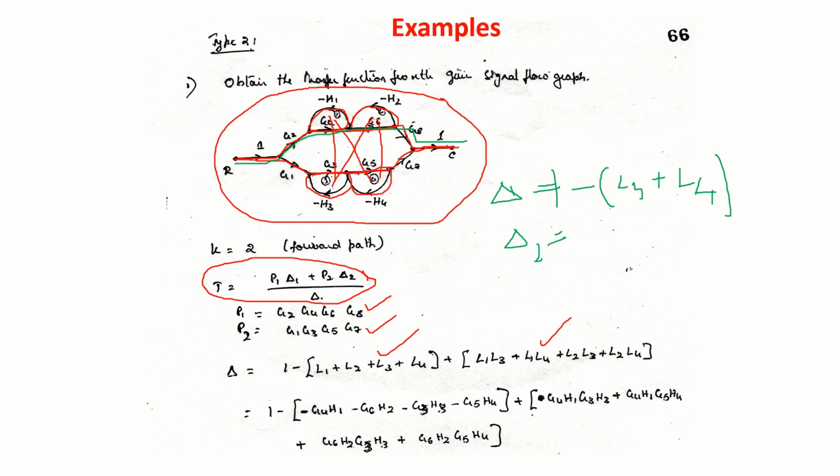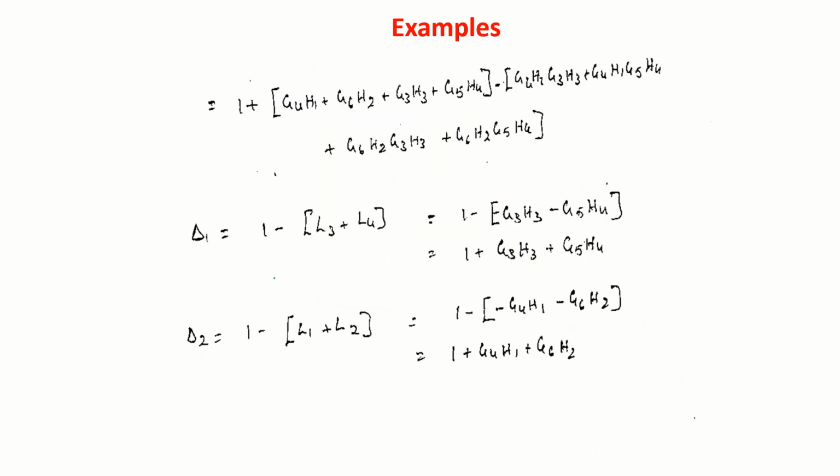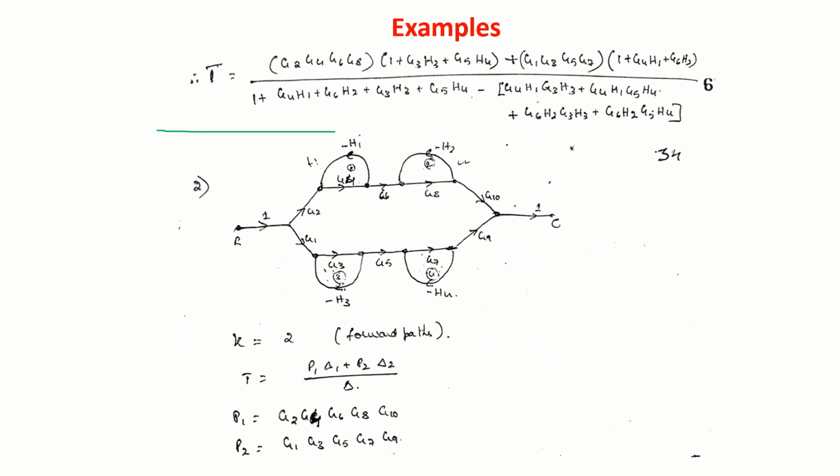Right. If I consider this forward path, these 2 loops are not touching. So 1 minus L1 plus L2. Okay, I think that's what I have done here. Then substitute, you'll get a transfer function.